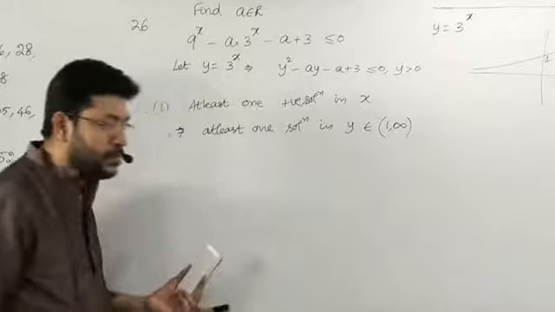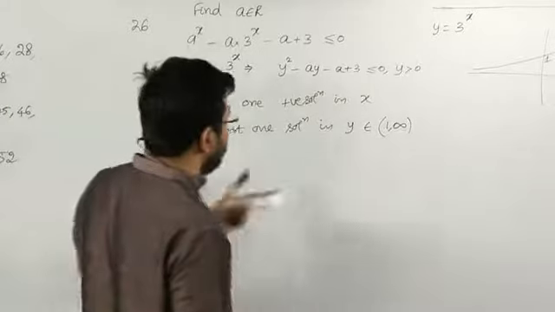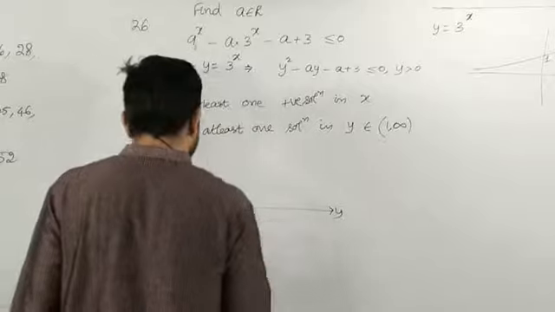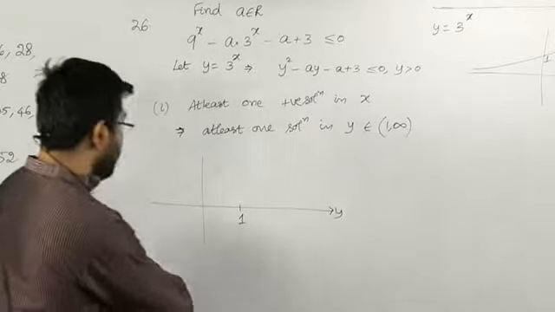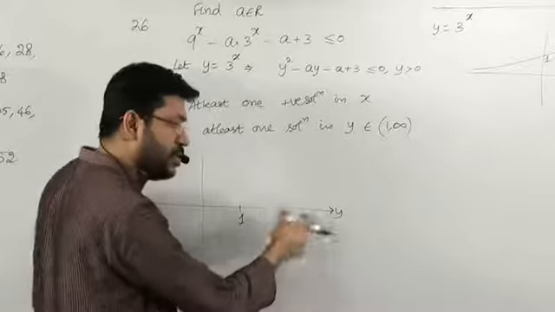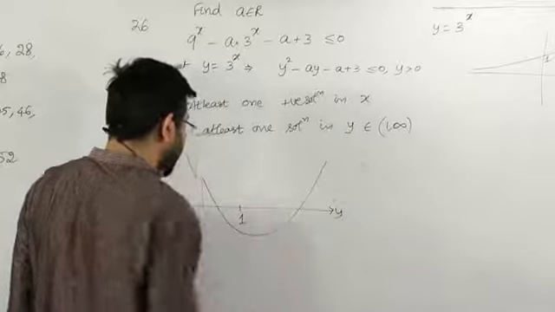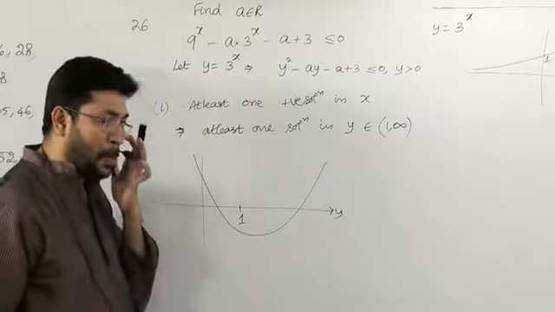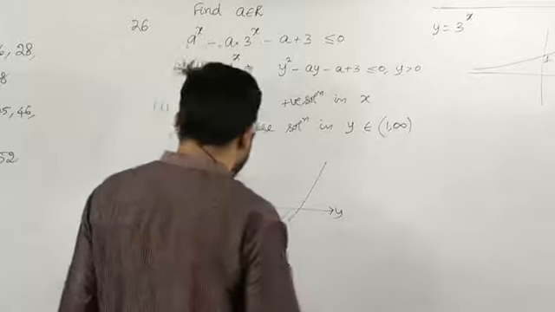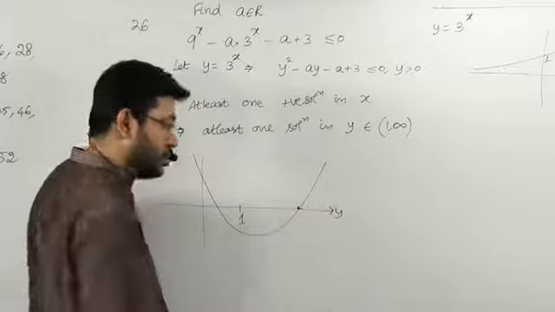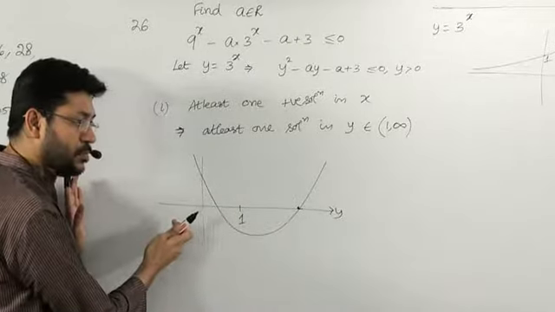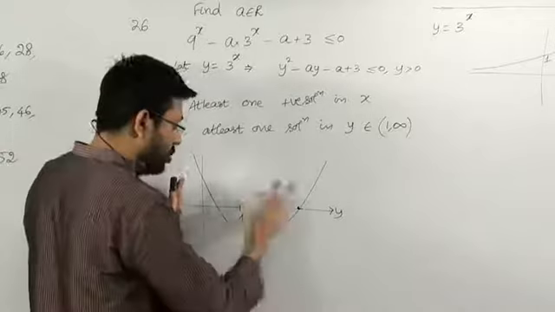Again, a concave upward parabola becoming negative for at least one value of y, the expression becoming negative somewhere in this region. So it can be like this. Expression becoming negative at least once in this region. That means one root beyond 1. If both the roots are to the left of 1, it is not possible. In this case, exactly one root to the right of 1.